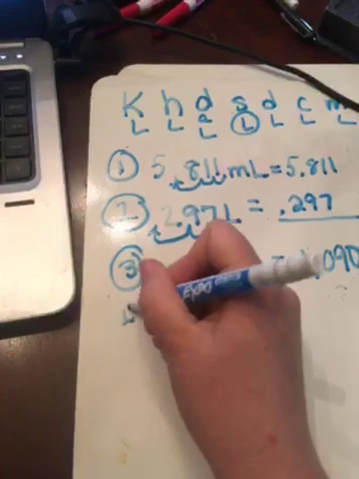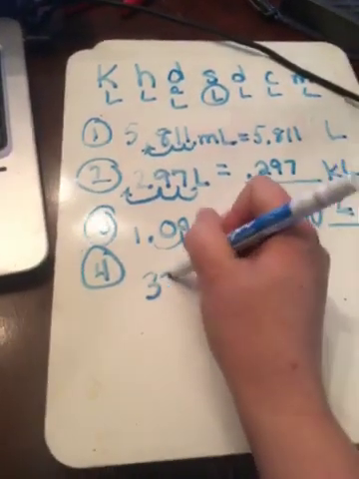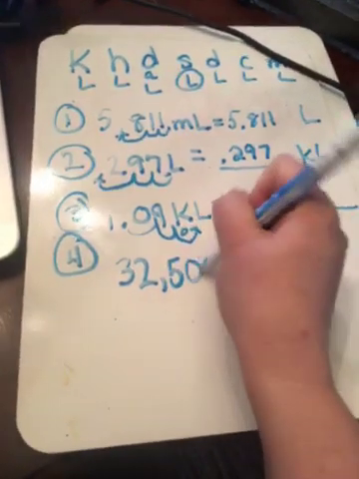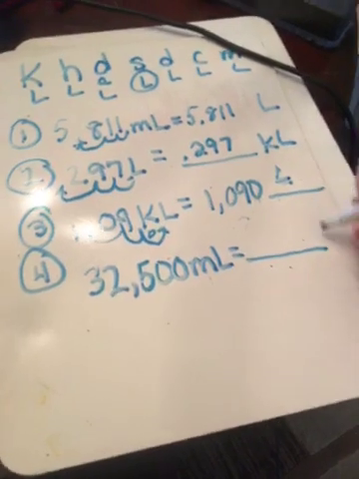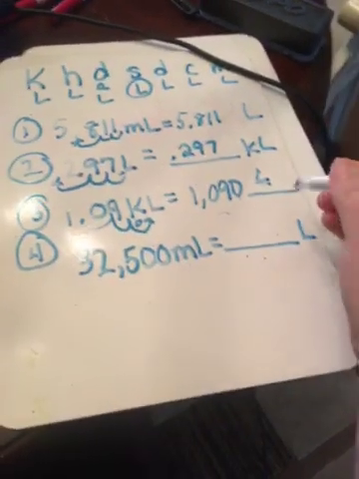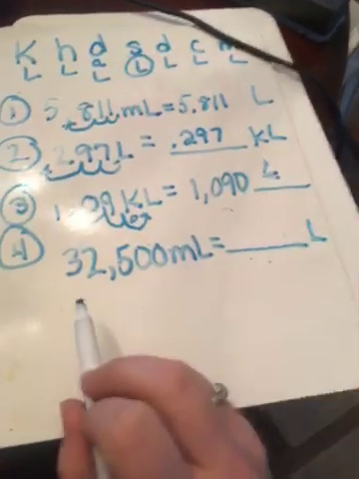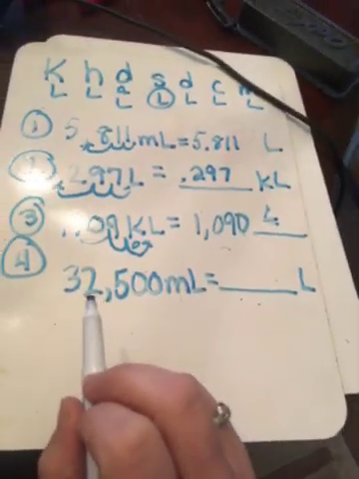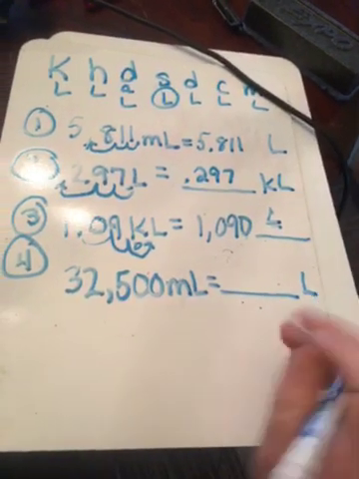All right, number 4. Number 4, you have 32,500 milliliters. Which sounds like a lot. It's going to be a little bit more than a bathtub there. More like a hot tub. So 32,500 milliliters equals how many liters?